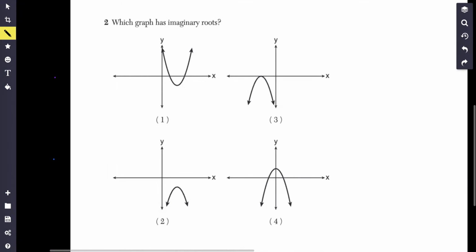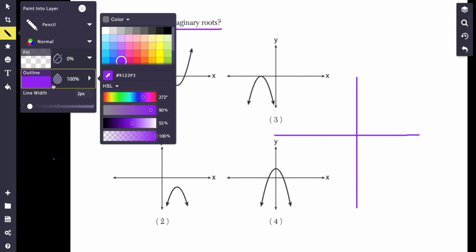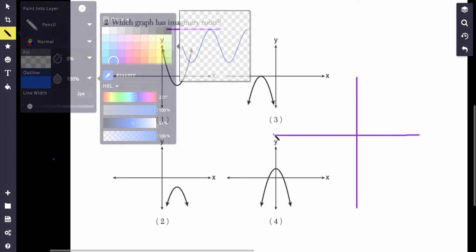Just doing a select few problems from the Algebra 2 Regents. Which graph has imaginary roots? Now, here's what you gotta know. So let me actually do this.